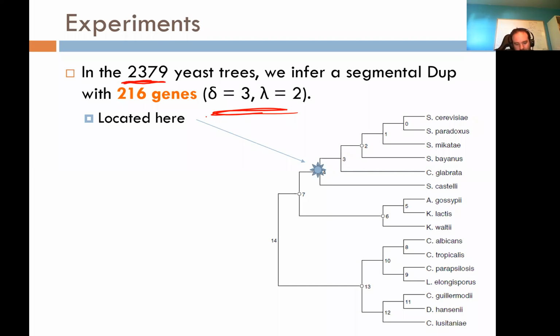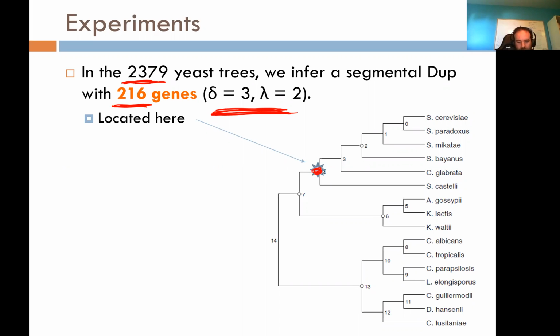And since the ratio was not too high, it could be done. We looked at species that had a huge segmental duplication. The largest one was this one. This species here had the largest duplication.